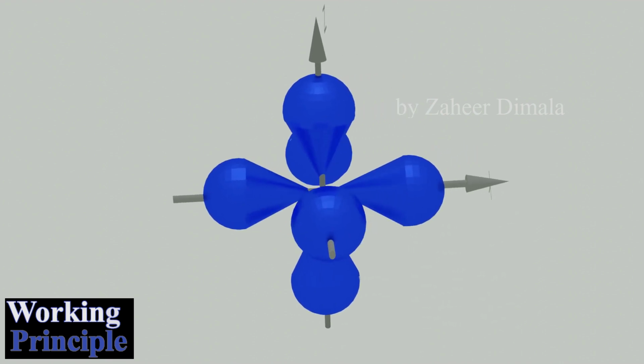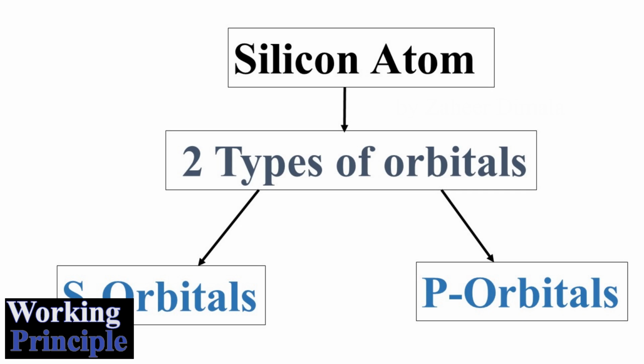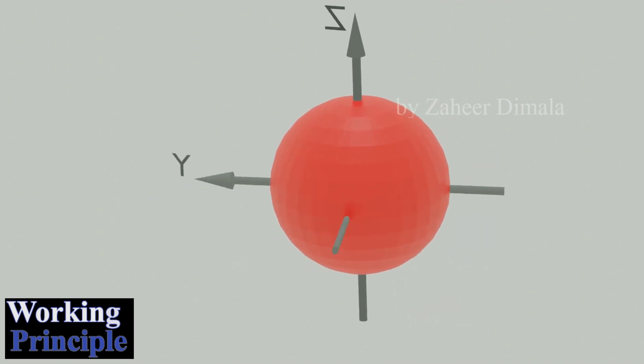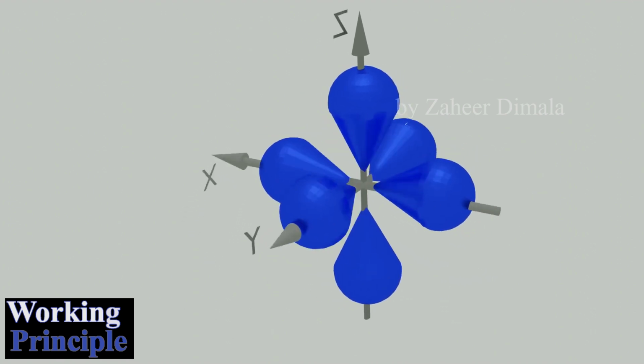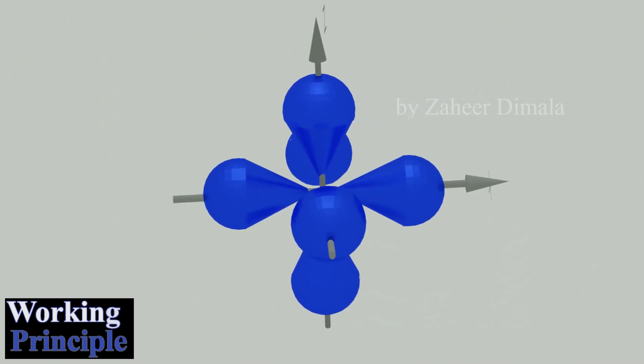The atom we have been looking at so far is a silicon atom, which is an element that is very important for semiconductor chips and solar panels. The silicon atom has two types of orbitals, which are s orbitals and p orbitals. S orbitals have a spherical shape and correspond to L equals 0. P orbitals, on the other hand, are very different compared to s orbitals. P orbitals are dumbbell-shaped and correspond to L equals 1.